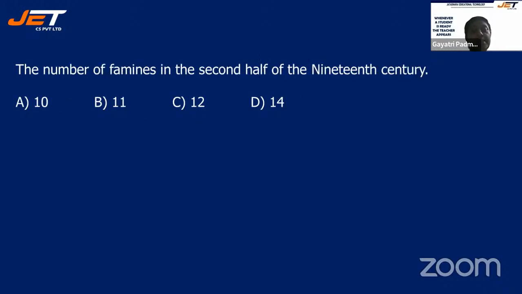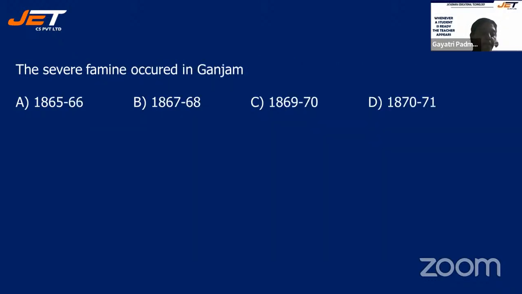The number of famines in the second half of the 19th century is dash. Was it 10, 11, 12 or 14? By this time you must have got the answer. Let's see. It is 11. Okay. See the next question.